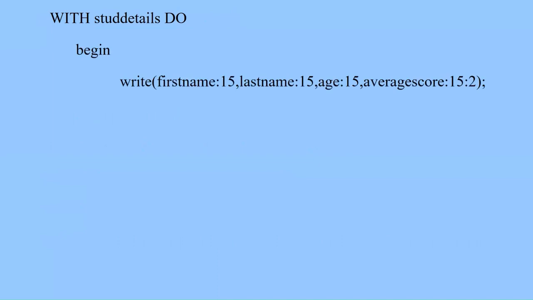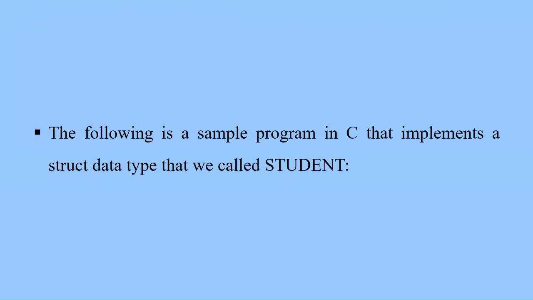So write out first name, or the content of first name, formatted 15 spaces. Content of last name, formatted 15 spaces. Content of age, formatted 15 spaces. Average score, formatted 15 spaces, with 2 reserved for the fractional part. And then we write out one blank line. And then we pause on the screen, reading nothing, to give the user an opportunity to see the output. That is the end. What about in C?